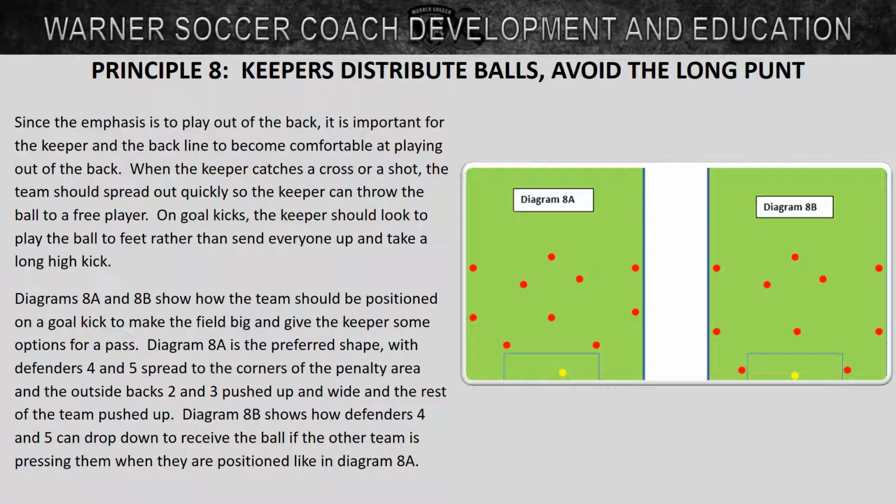Is there somebody I can pass to that will have an immediate opportunity to put the ball on net? If neither of those exist, the third thing I look for is, can I advance the ball downfield? Can I get us closer to the goal? If I can't do any of those, the fourth thing I look for is, can I maintain possession? Can I get my team to hold the ball?